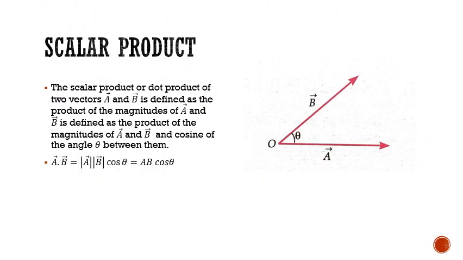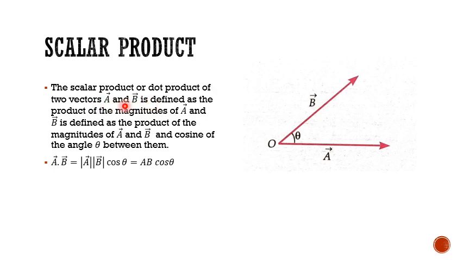So today we'll discuss scalar product. What is it? Or dot product of two vectors A and B. Let us say this is your vector A, this is your vector B. They are both connected with their tail.